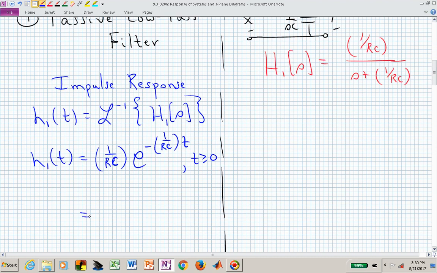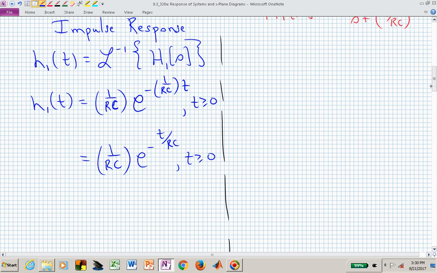We could rewrite that in a slightly different way. The gain, or the constant, isn't going to change. We still have a 1 over RC, but we could combine the t and the RC so that we have minus t over RC, where we now have e to the minus t over tau, where tau is this time constant RC.